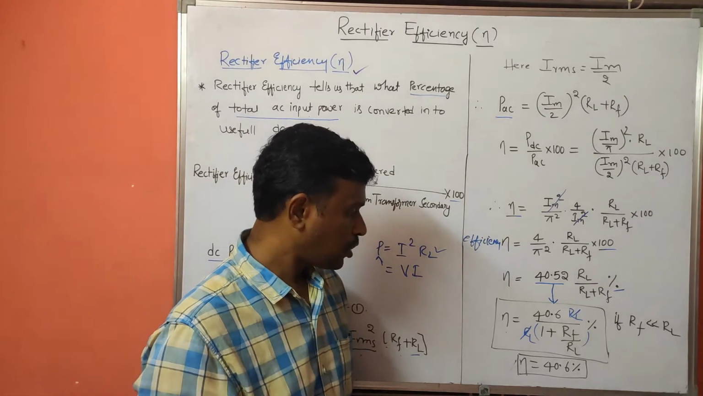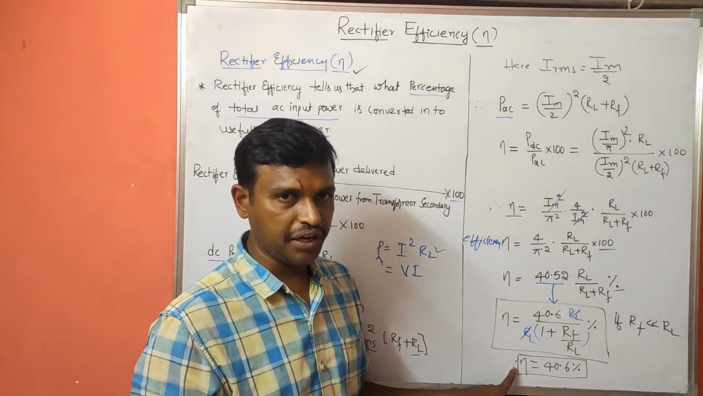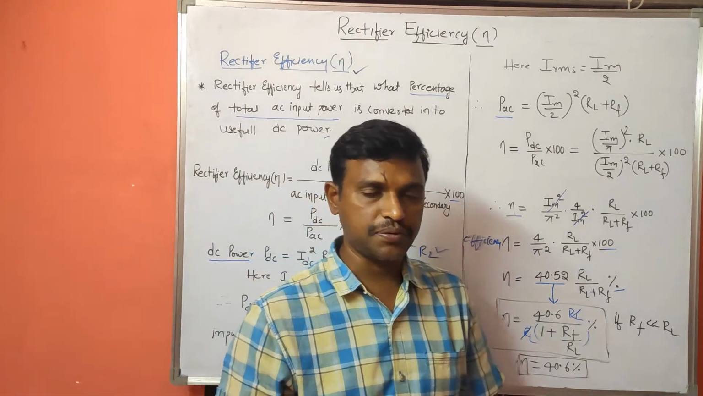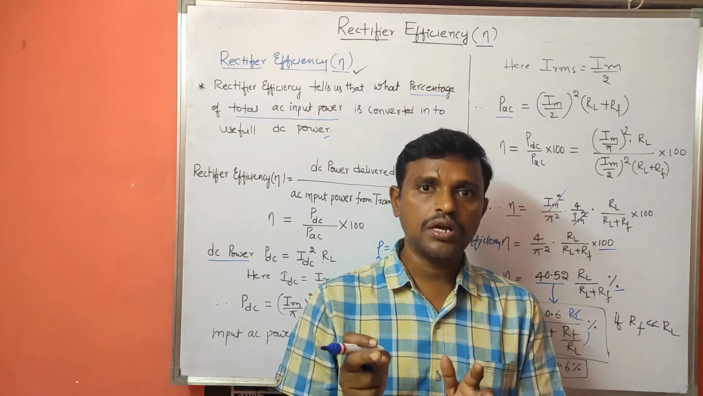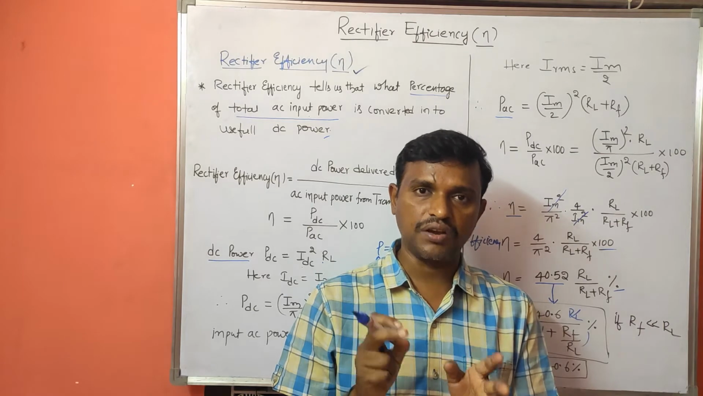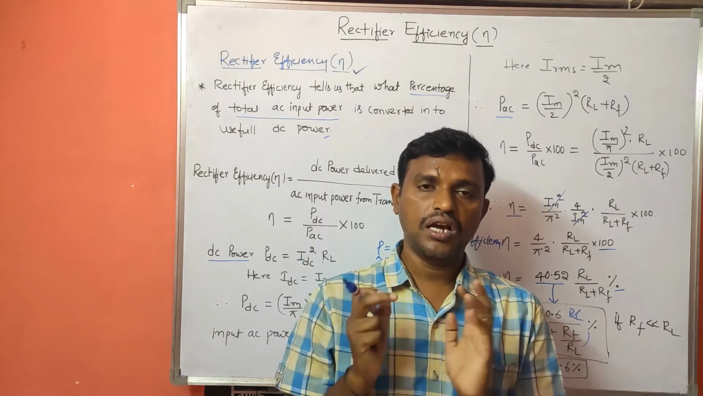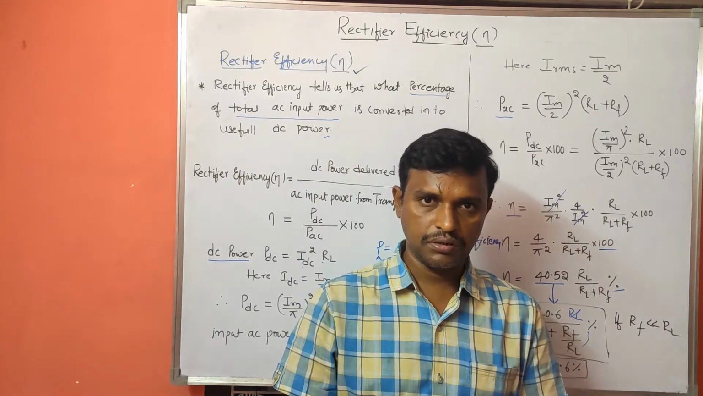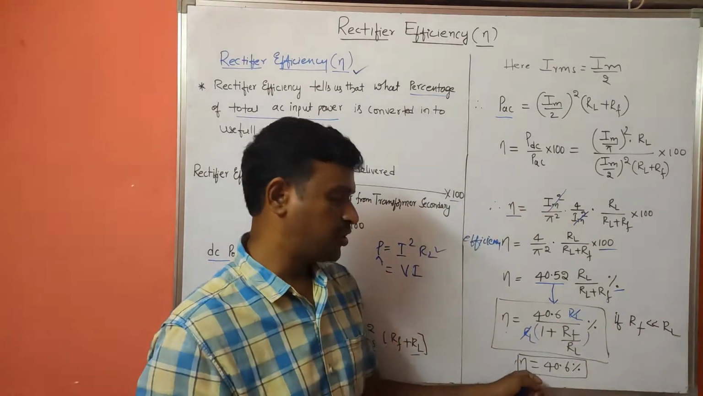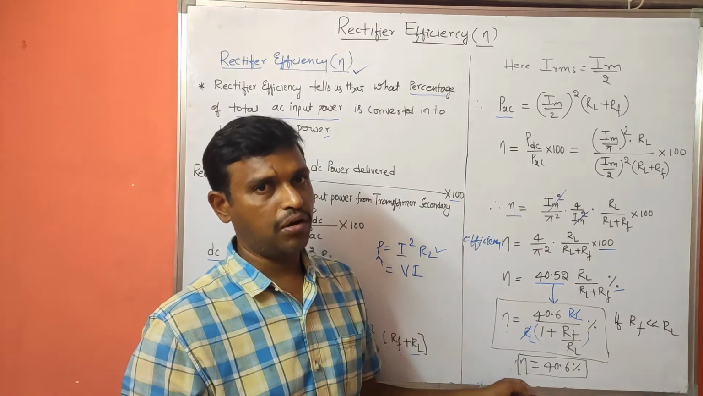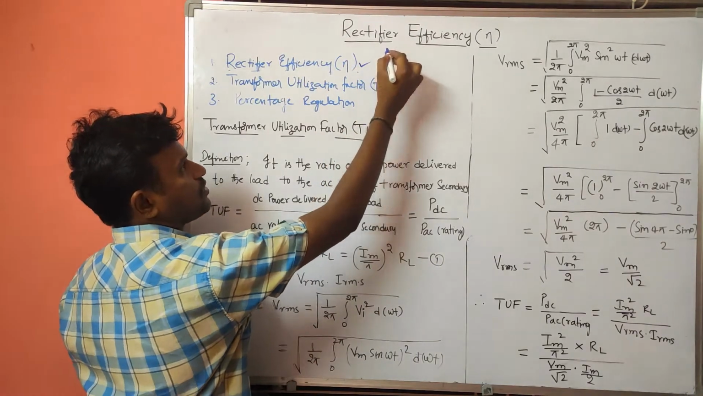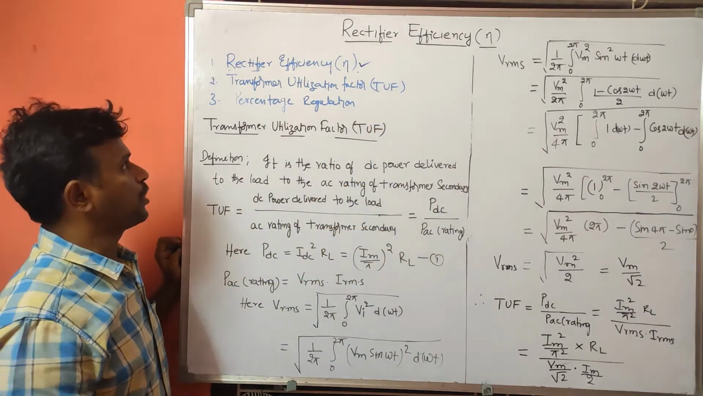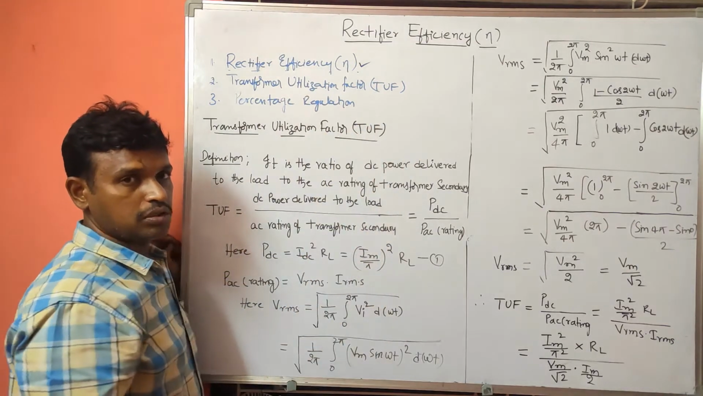Okay, so this percentage indicates that only 40.6% of the AC is converted into DC, and the remaining power is wasted. So that's what the efficiency gives for a half-wave rectifier. Okay, so this rectifier efficiency is calculated. Now we are moving to the transformer utilization factor.